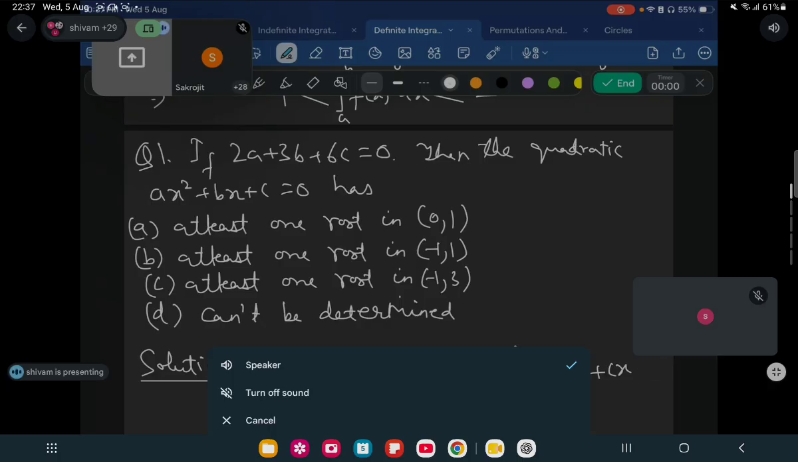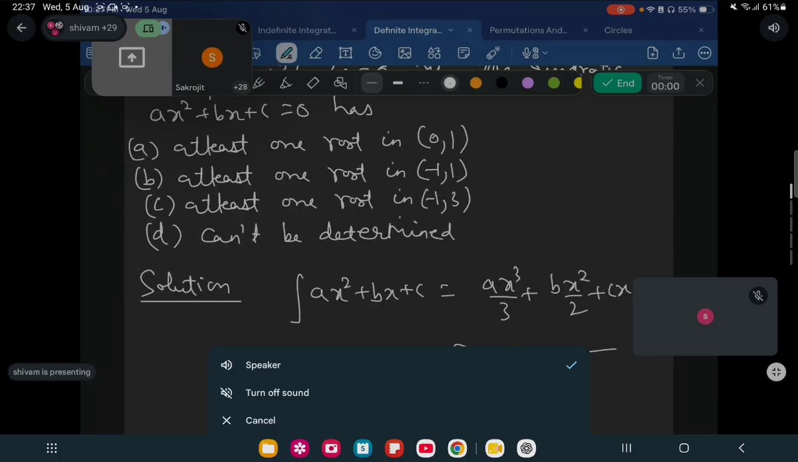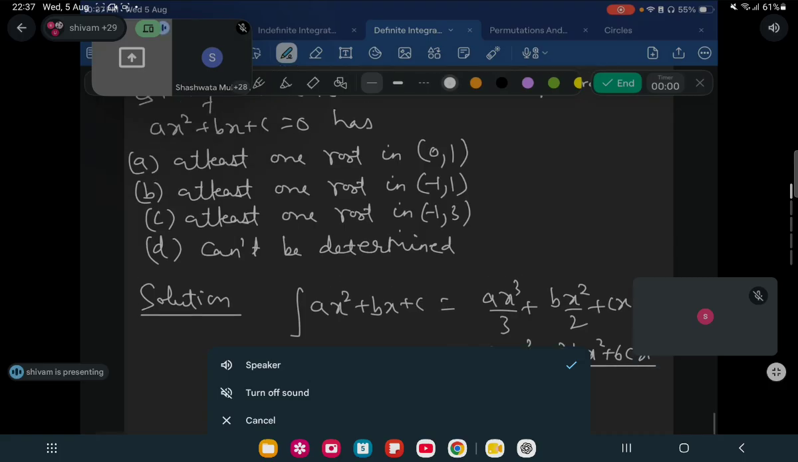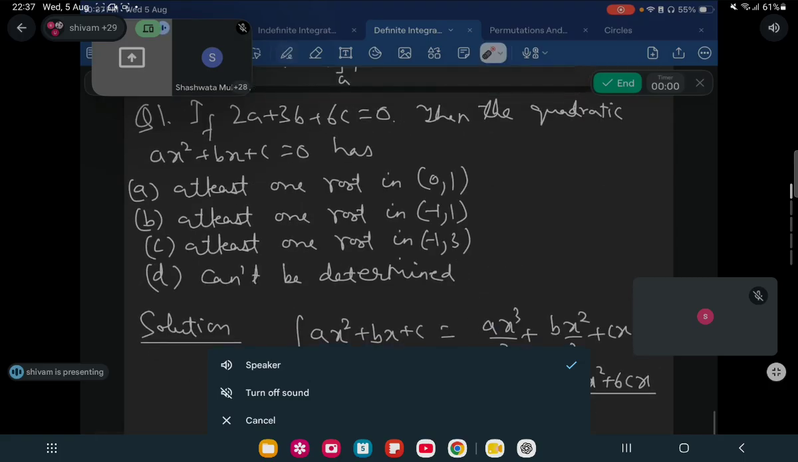Or maybe forget about this constant currently. When you take 6 as the LCM, you will get 2ax cube plus 3bx square plus 6cx. Are you people able to see we are getting a familiar expression, 2a plus 3b plus 6c equal to 0? So by putting what, we'll get 2a plus 3b plus 6c? Tell me, everyone. Yeah, 1.